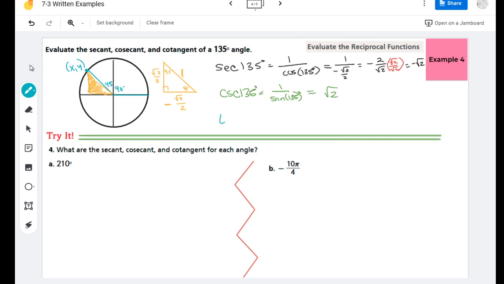So now my cotangent of 135 degrees is the same thing as 1 over my tangent of 135 degrees. So instead of doing my sine divided by my cosine, I would do my cosine divided by my sine. So I'm doing negative root 2 over 2 divided by root 2 over 2, which evaluates to negative 1.